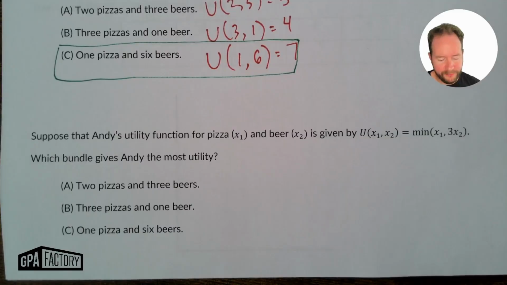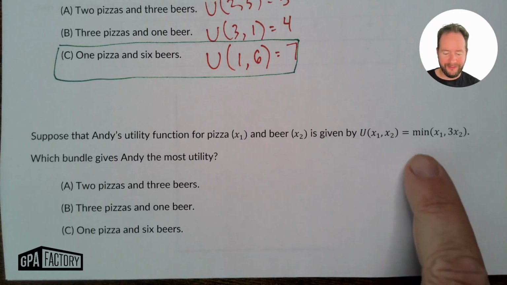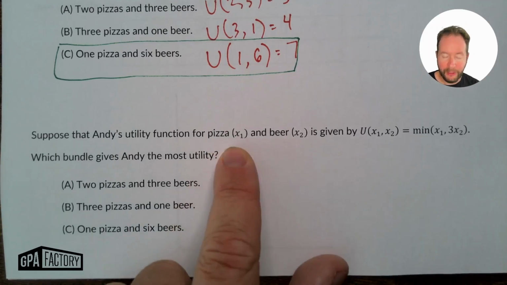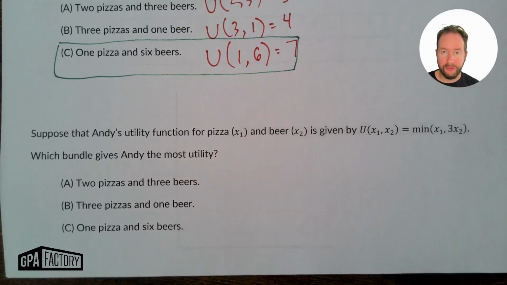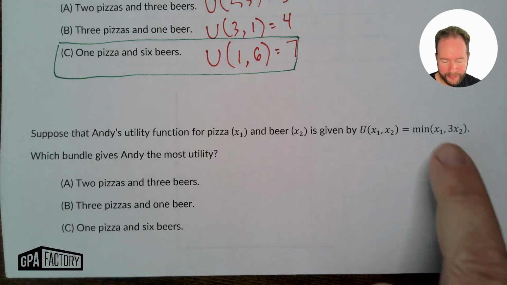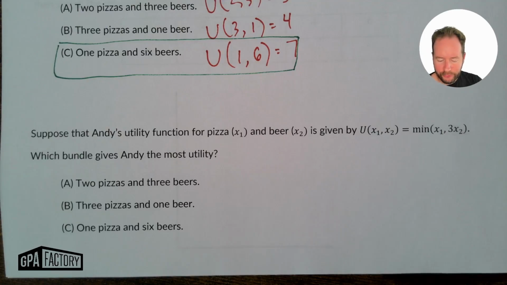Suppose that Andy's utility function for pizza and beer is given by this wacky looking guy. So first off, I'm not using x and y anymore. I'm using x1 and x2 just to get you comfortable with this idea of either using x and y or using x1 and x2. Which bundle gives the most utility? We have this weird function, min of x1, 3x2. Let me show you how this function works.